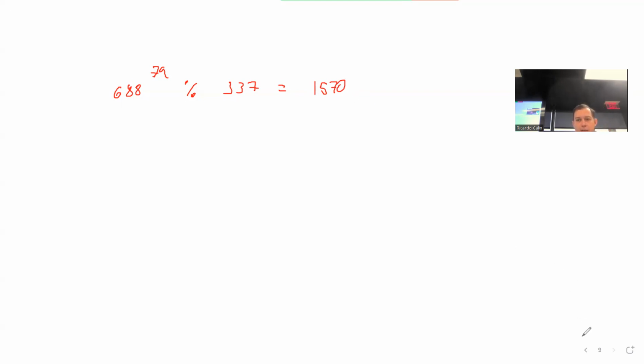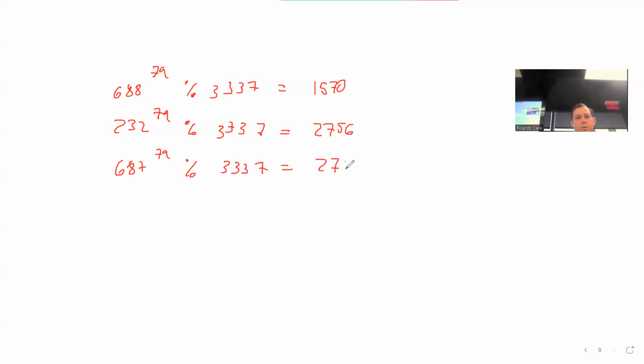So for instance, the next number was 232, right? So then we're going to do 232 to the 79 mod 3337. And this one is 2756. So again, four digits. So you can see this consistency. So let's do the other three. So 687 to the 79 mod 3337. And that's going to be 2714.